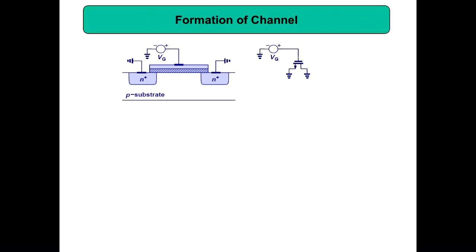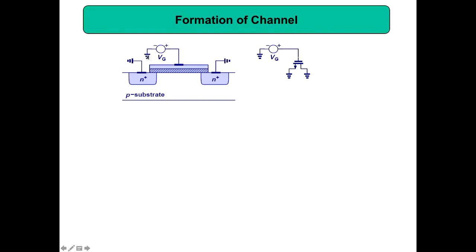Formation of channel, then how will this work? What we will do is ground the drain, ground the source, and then connect a small voltage at the gate. When you connect a small voltage at the gate, you are connecting this voltage with respect to the substrate. If you connect 1 volt here, that 1 volt is with respect to this ground.